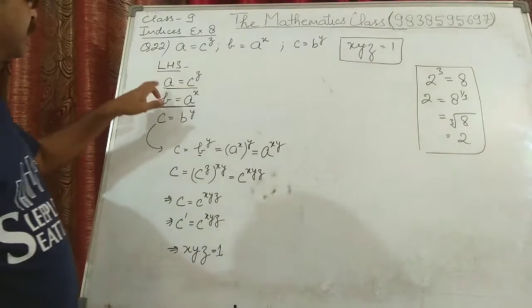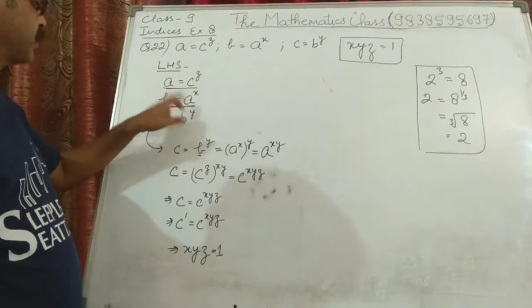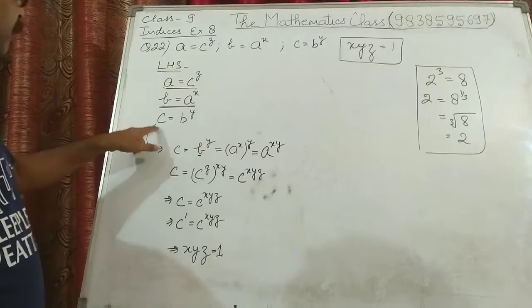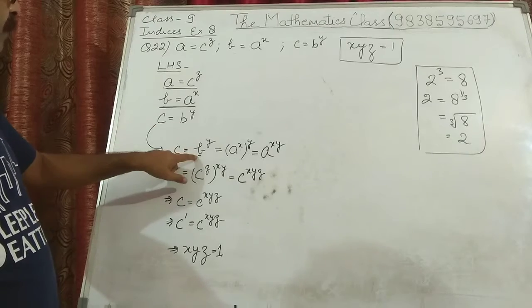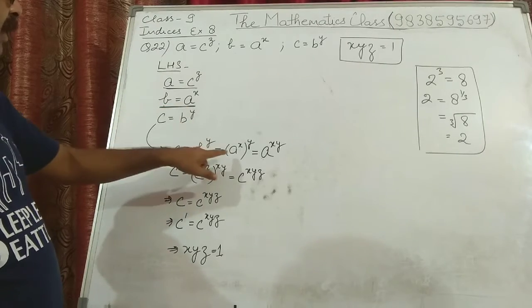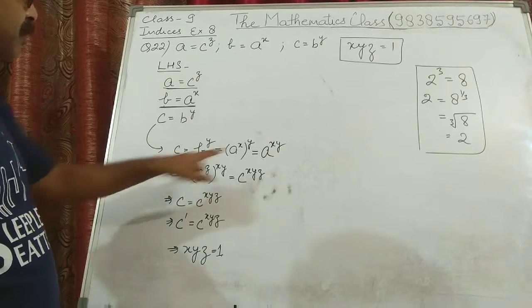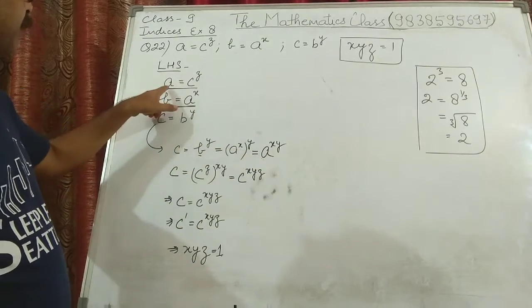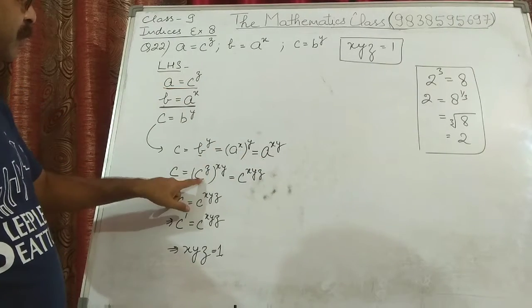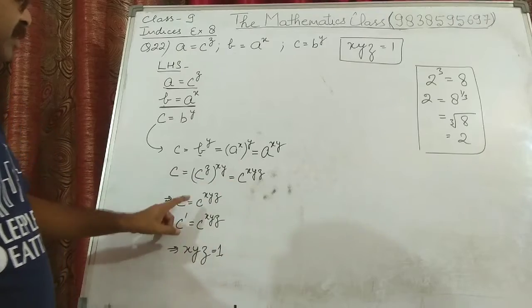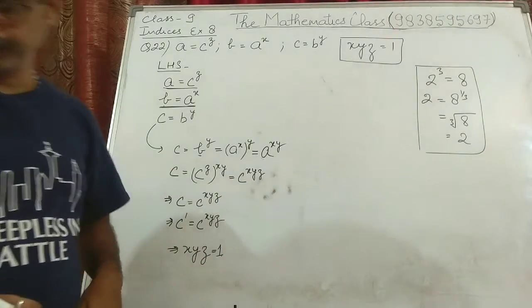It is given A is equal to C to the power Z, B is equal to A to the power X, C is equal to B to the power Y. C can be written as B to the power Y, but B is equal to A to the power X, so it will become A to the power XY. Now C becomes A to the power XY. In place of A, we can say C to the power Z, so C to the power Z into XY.